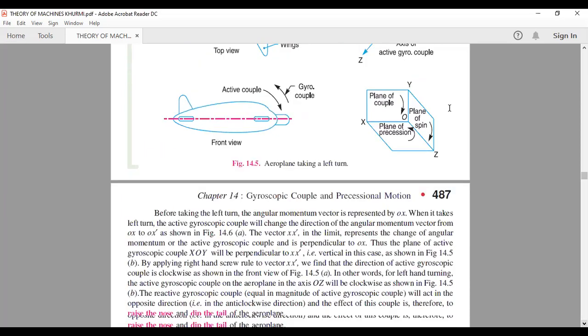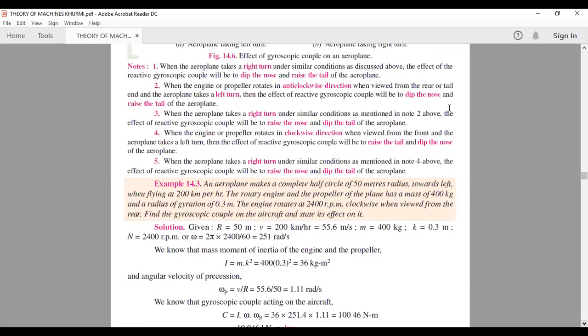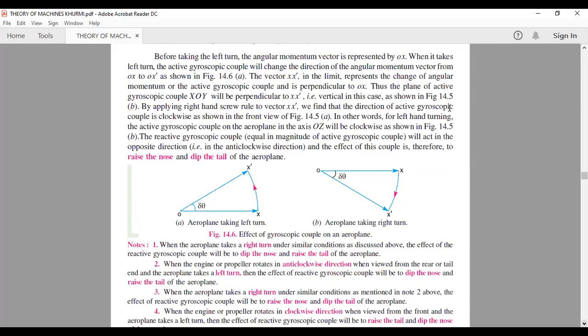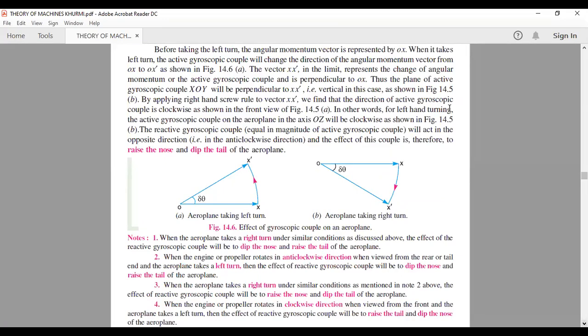So the general formula for the gyroscopic couple for aeroplane is C is equal to I into omega p. So we have 6 conditions here. So when the plane is taking a left turn and rotates in the clockwise direction, the effect is, in the first condition, raise the nose and dip the tail. So that is the first condition.